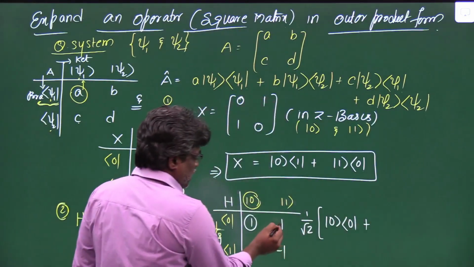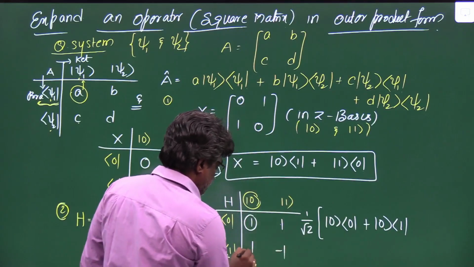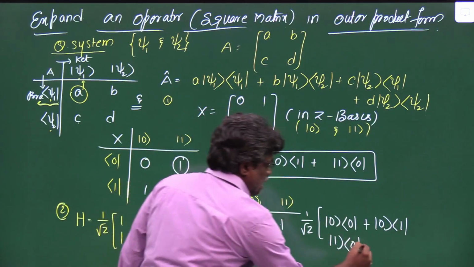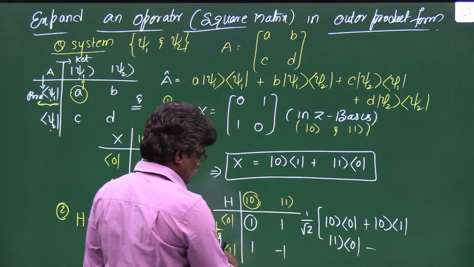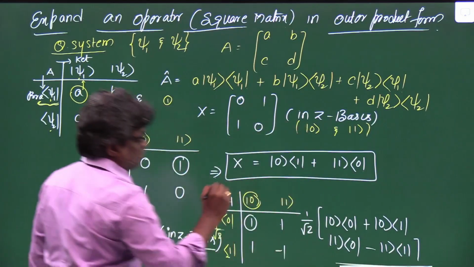So plus, here is a 1, this is ket 0 bra 1, and this is a 1 ket 1 bra 0, and here is a minus, that's why minus, this is ket 1 bra 1. Right sir?